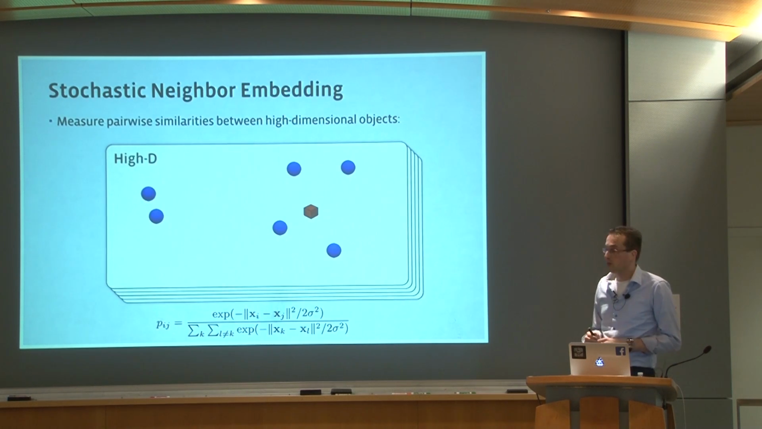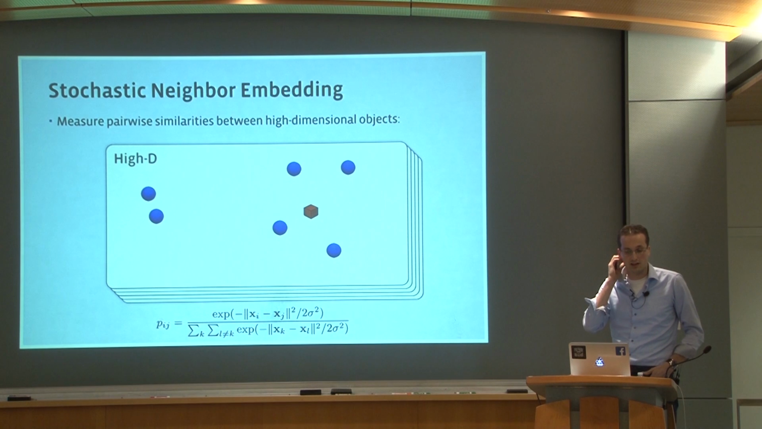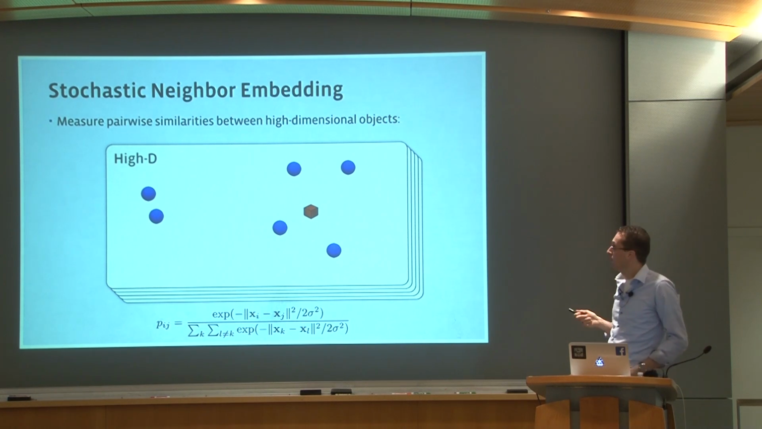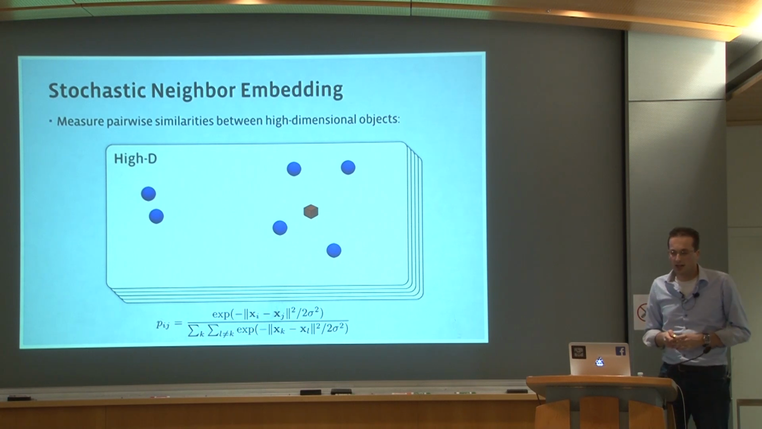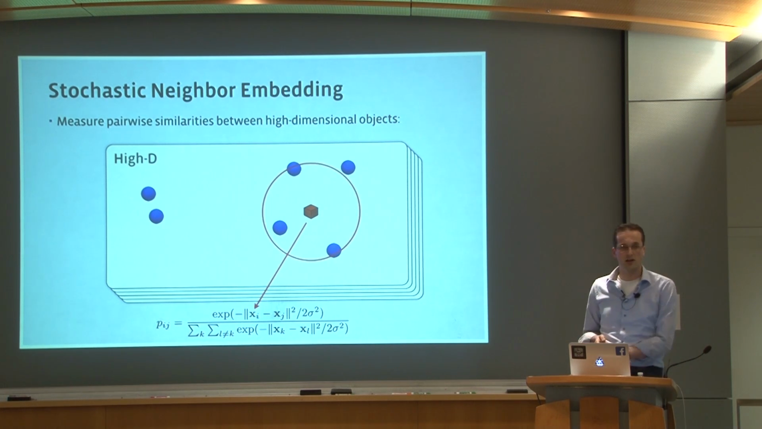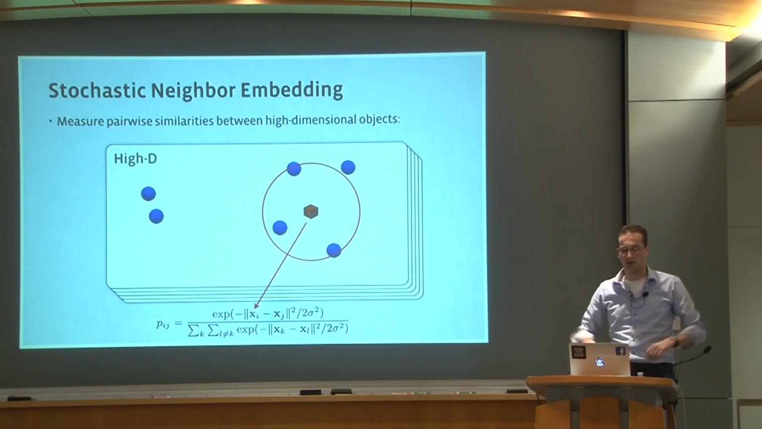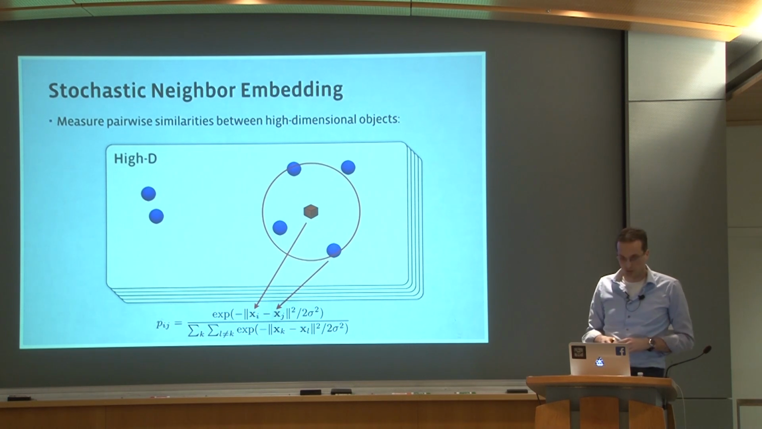Okay, so how do we formalize that idea? Here's the basic idea. This is a technique called stochastic neighbor embedding. We are in our high-dimensional space and we have a bunch of objects. We're going to take our high-dimensional object, which I call here xi, and center a little Gaussian on it. We're going to put a little Gaussian bell on it, and we're going to measure the density of all the other points, x sub j, under that Gaussian.